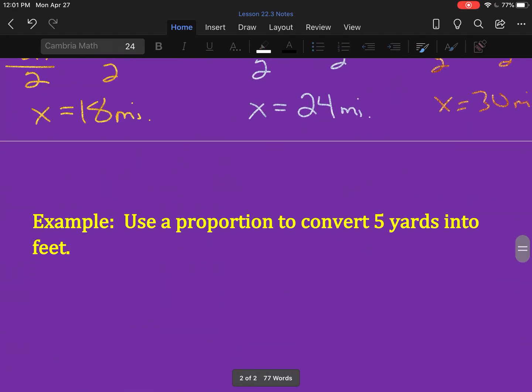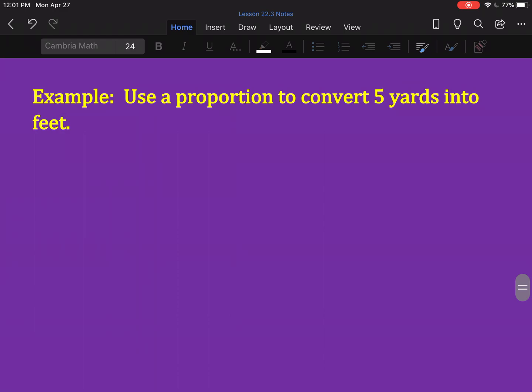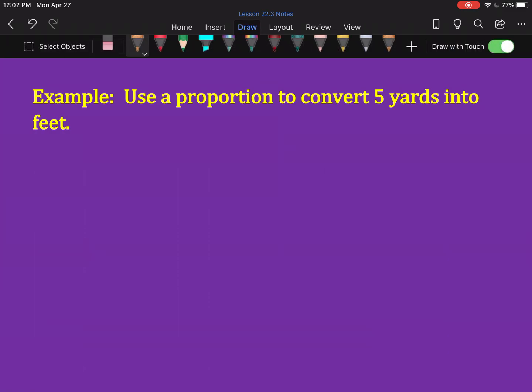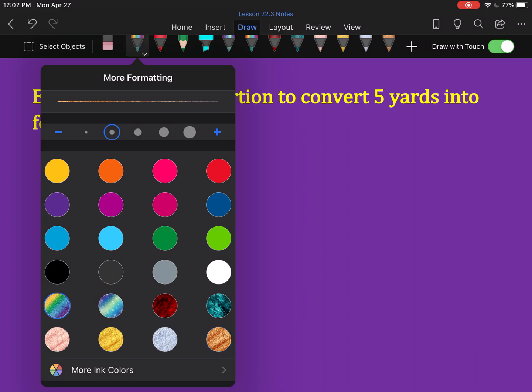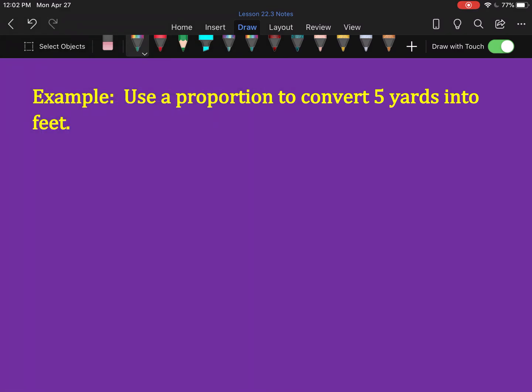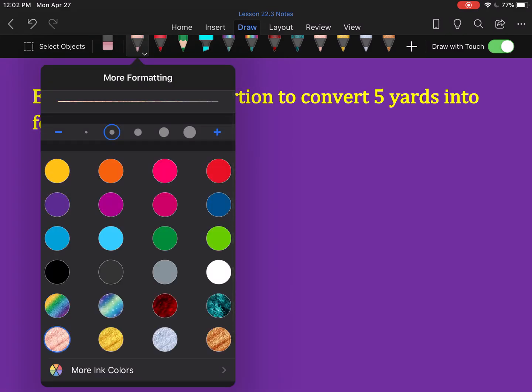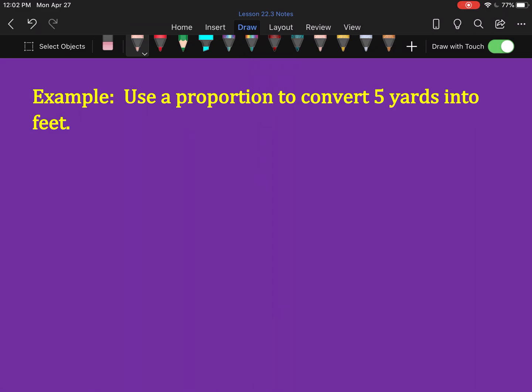The last thing you're going to be tasked with doing in this section is using proportions to convert units of measurement. So, you already know how to change 5 yards into feet. This is not something you haven't done before. It's 15 feet, we know that. But you are being asked to use proportions specifically to do it.